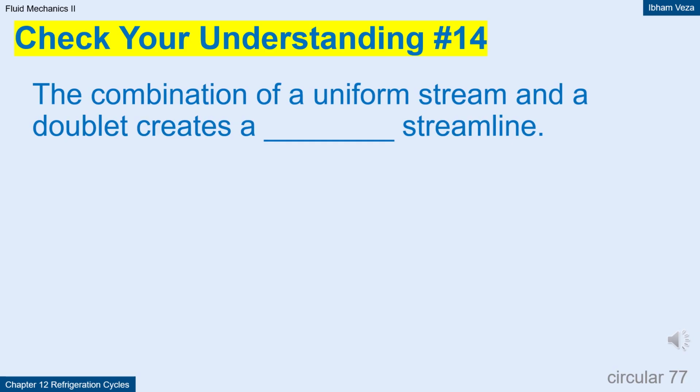Check your understanding. Number 14. The combination of a uniform stream and a doublet creates a circular streamline.